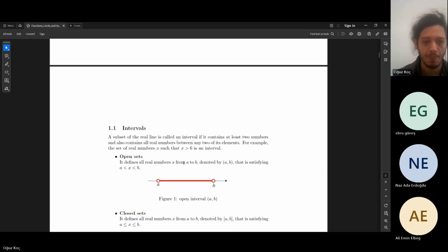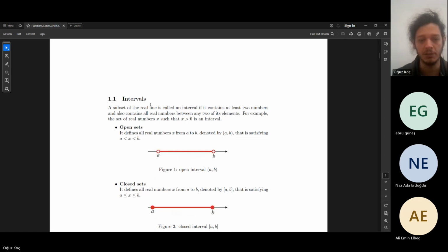And then we have the intervals. Intervals are also mostly used in mathematics. A subset of the real line is called an interval if it contains at least two numbers and also contains all real numbers between any two of its elements. For example, we can define an interval x greater than 6. It contains all the numbers that are greater than 6.